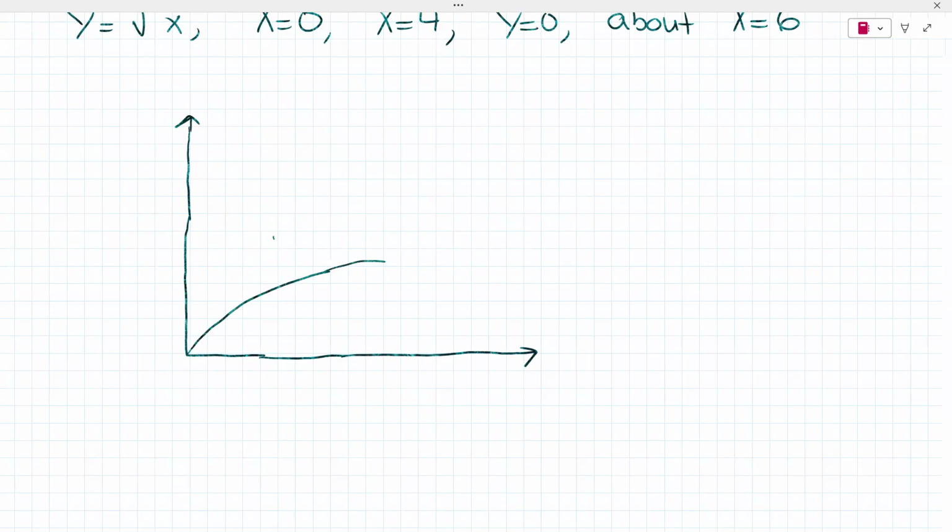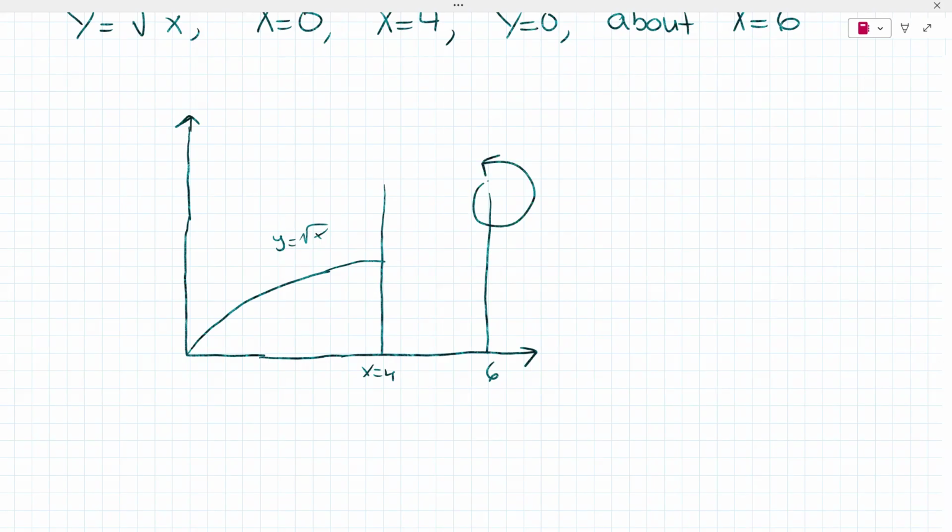So y equals square root of x looks like this. x equals 0 is like this vertical line. x equals 4, let's pretend this is 4. And then x equals 6 is like right here, so let's pretend this is 6. And we're revolving about the line x equals 6, so it's revolving around here.